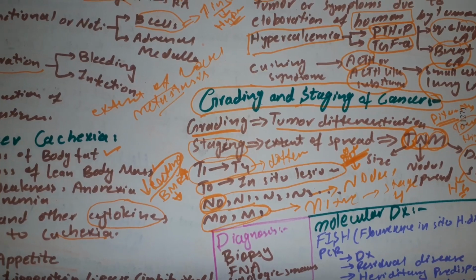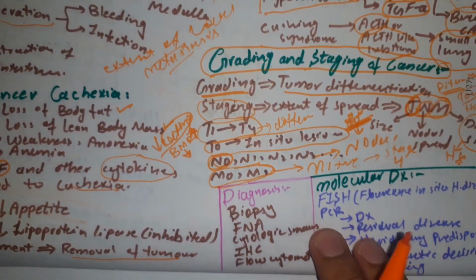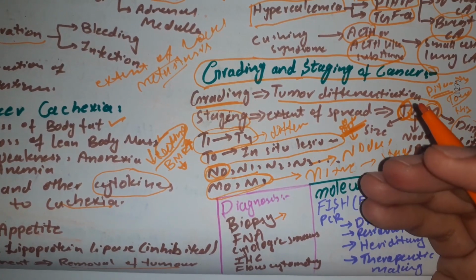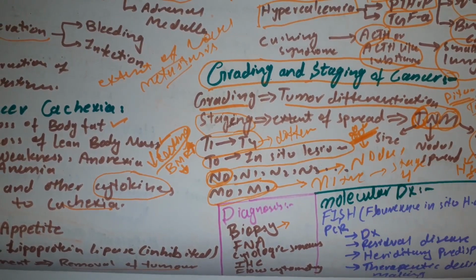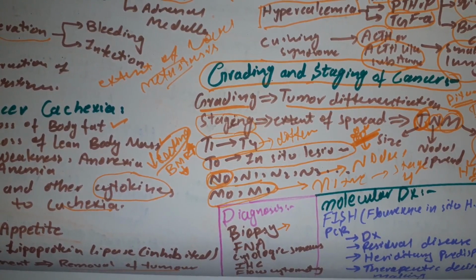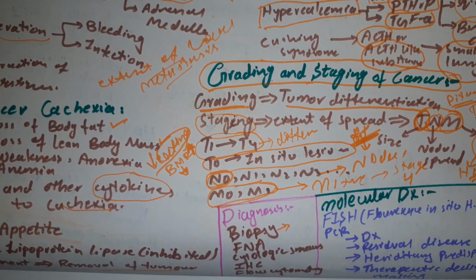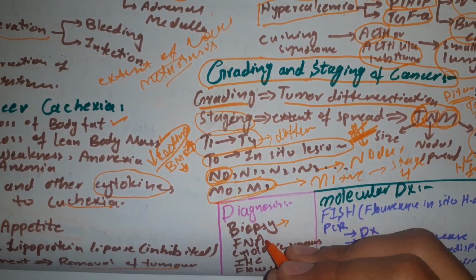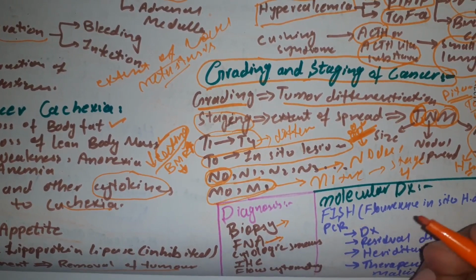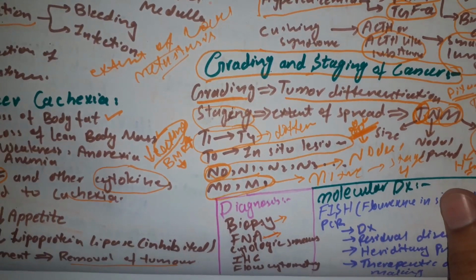Next, we move on toward diagnosis. How can a tumor be diagnosed? For diagnosis of tumor, principal techniques used include biopsy. In biopsy, a small tissue sample of the tumor is taken and observed in labs for its histological characteristics, and tumors are diagnosed based on this, and this sample should be representative of the tumor. FNA is fine needle aspiration, in which cells of the tumor are aspirated through a needle and observed for their characteristics, and it is also helpful in diagnosis of certain tumors.